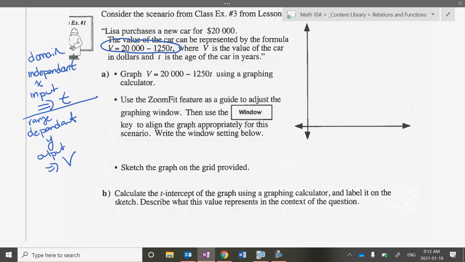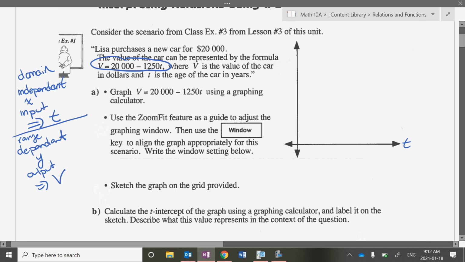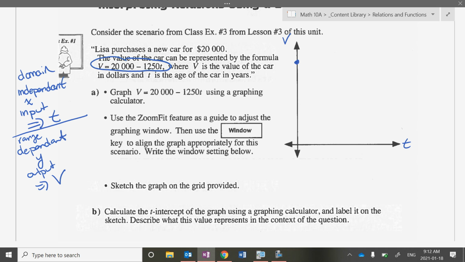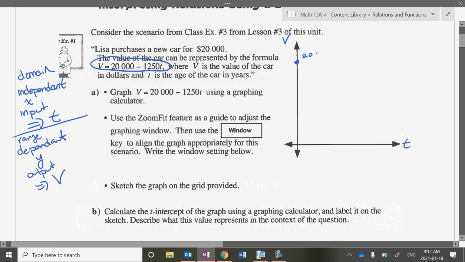So on my graph, I have my time over here, my value up top. We know this graph is going to have, at a time of 0, the day she purchases it, a value of 20,000. Right? That's the fresh, brand new car. It's not going to increase in value after that. We're assuming that this vehicle is not some collector's specialty vehicle or anything like that.